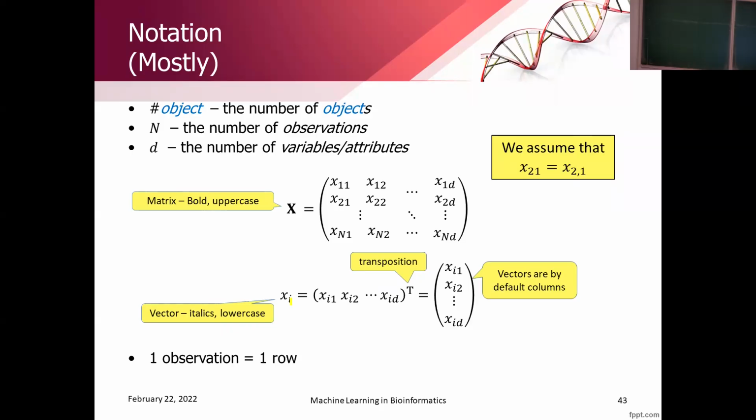However, usually in algebra, when we speak about vectors, we think by default that this is a column vector. So xi is one row, the ith row of the matrix capital X. But if I take it as a vector, one row, then it's a column. So therefore the notation is vector xi1 till xid transposed, because it is a column vector.